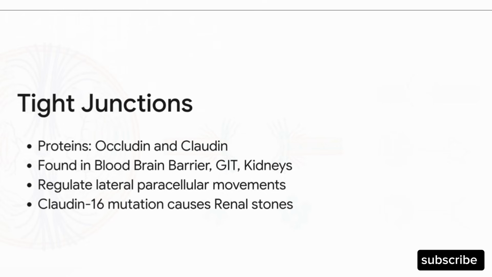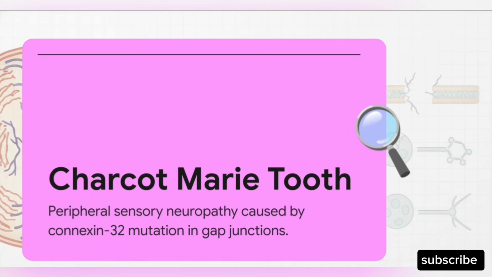A top-tier clinical fact to remember here: a specific mutation in claudin 16 in the kidneys prevents proper ion handling. This directly causes familial hypomagnesemia, hypercalciuria, which ultimately leads to severe renal stones. Do not forget this one. Next up, we have gap junctions. These are essentially tiny microscopic tunnels that allow for rapid communication through a 3 to 4 nanometer gap, and they use integral proteins called connexins.